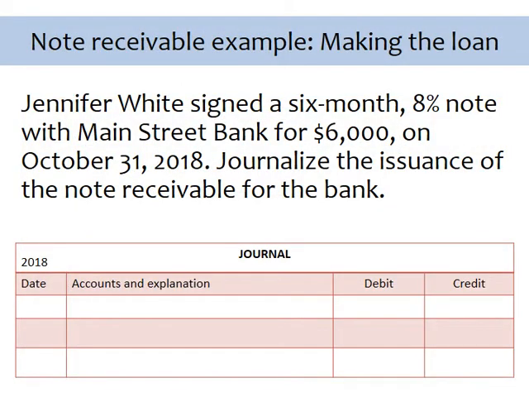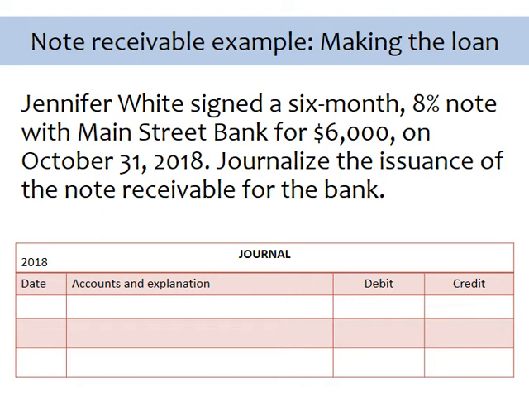We are going to go through several entries associated with a bank loan. These entries will all be done from the standpoint of the bank. We are focusing on notes receivable here. So here's the example to get us started. Jennifer White signed a 6-month 8% note with Main Street Bank for $6,000 on October 31st, 2018. Journalize the issuance of the notes receivable for the bank.